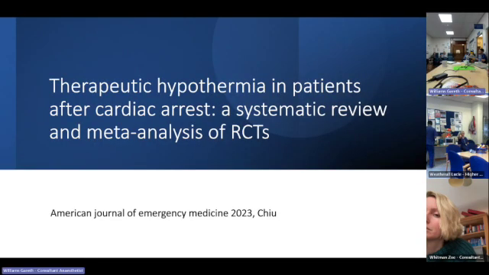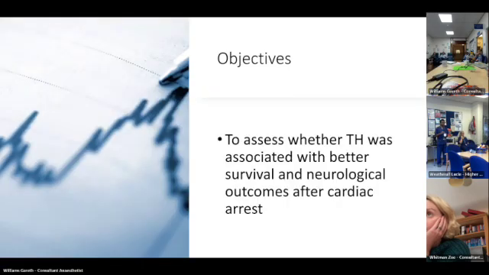So the study I'll be presenting is entitled Therapeutic Hypothermia in Patients After a Cardiac Arrest. It was a systematic review and meta-analysis of RCTs, published this year in the American Journal of Emergency Medicine. The objectives of the study were to assess whether therapeutic hypothermia was associated with improved survival and neurological outcomes after a cardiac arrest.